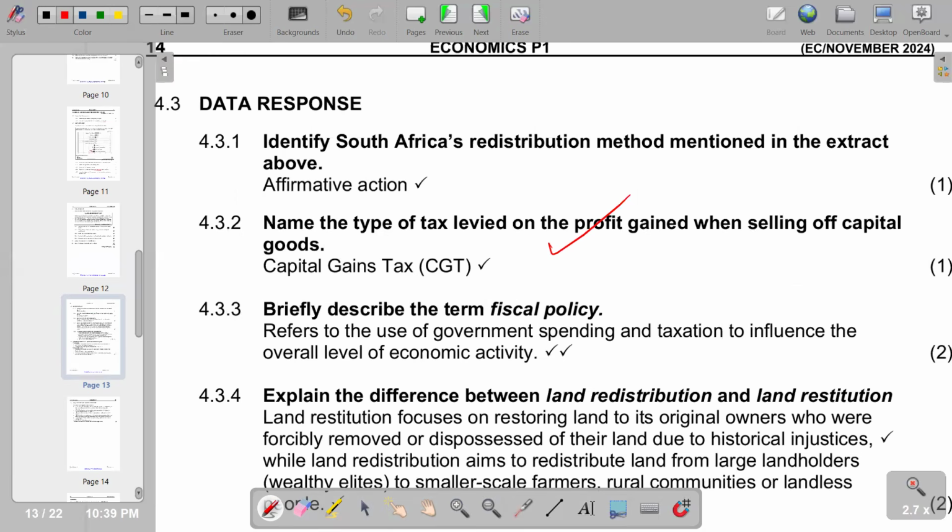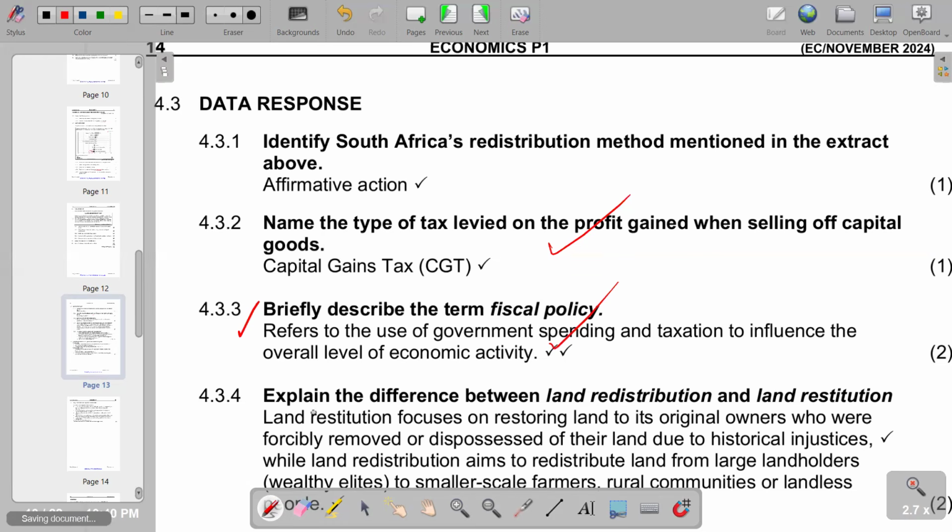That is, it used taxation as an instrument and government expenditure as an instrument. Those are the two main instruments used under fiscal policy to control economic activities. So the description we have here is that it refers to the use of government spending and taxation to influence the overall level of economic activity. So that's what we have.